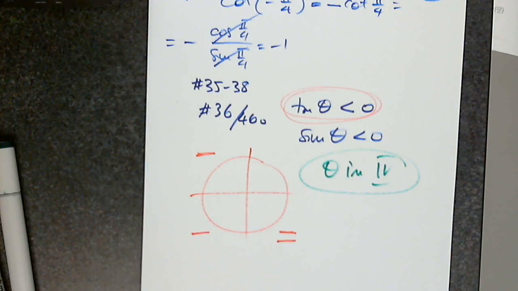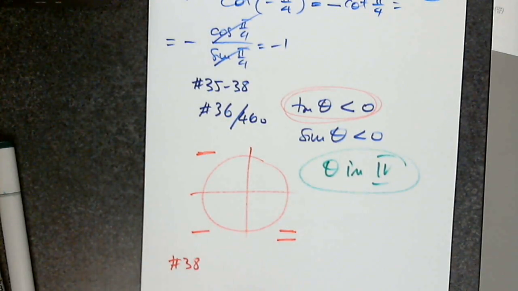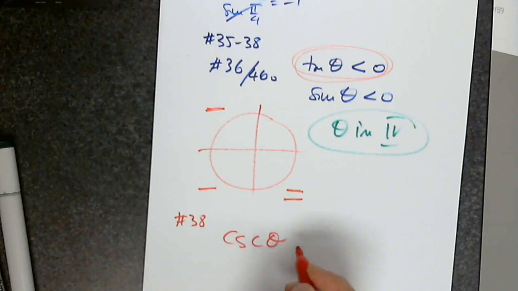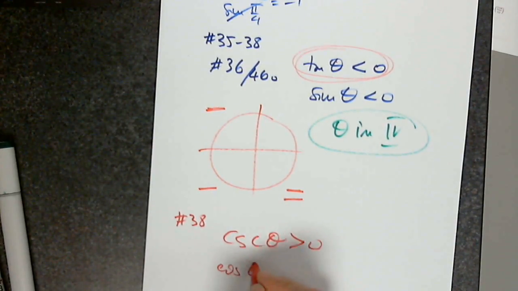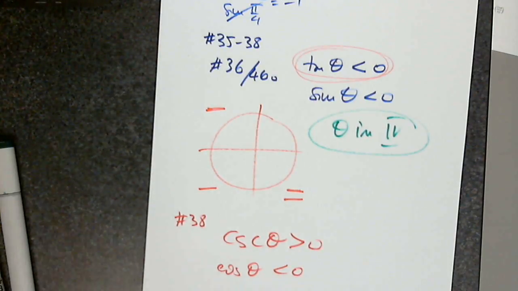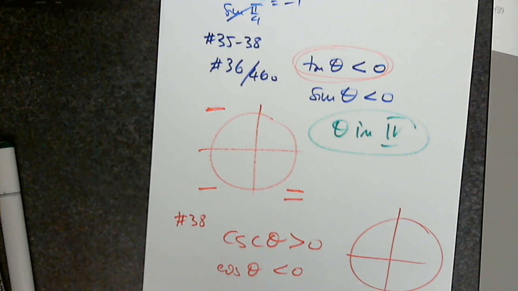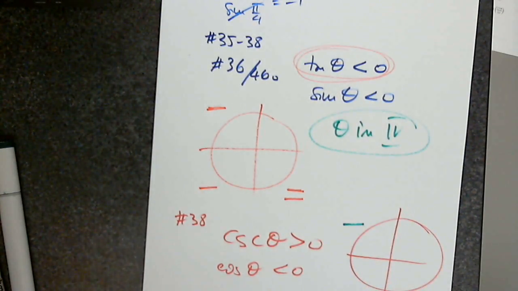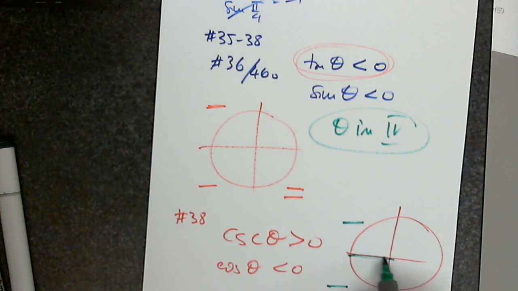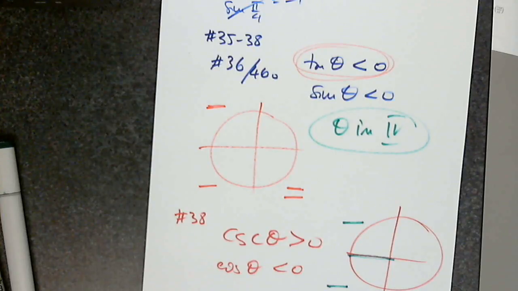Perfect. Okay, you need to choose another one or we move on? Yeah. We'll do 38. Yes. 38. Same page. So we have cosecant theta greater than 0, cosine theta less than 0. We go to the unit circle. Let's start with cosine. Where is cosine negative? Yes? Yeah. Third, because it's measured on the x-axis. Good. So what about cosecant?